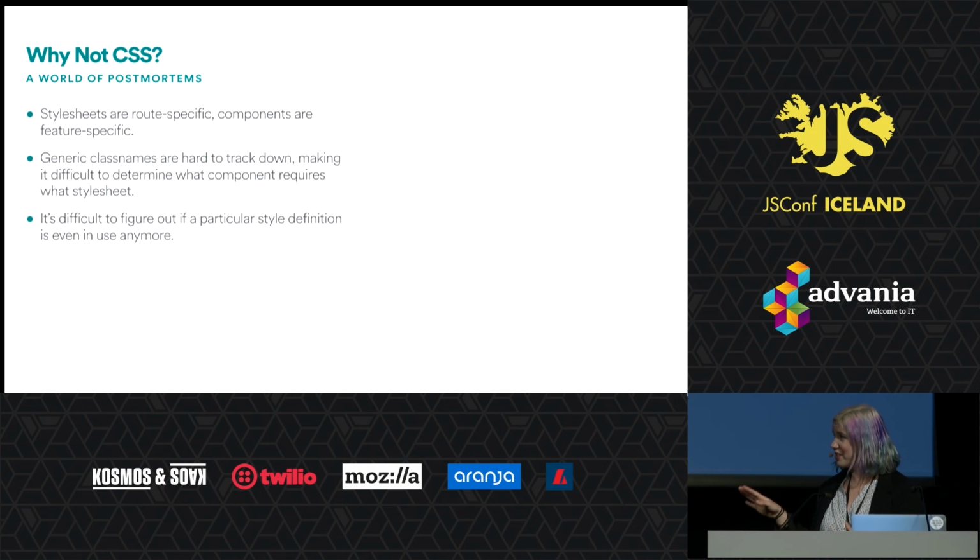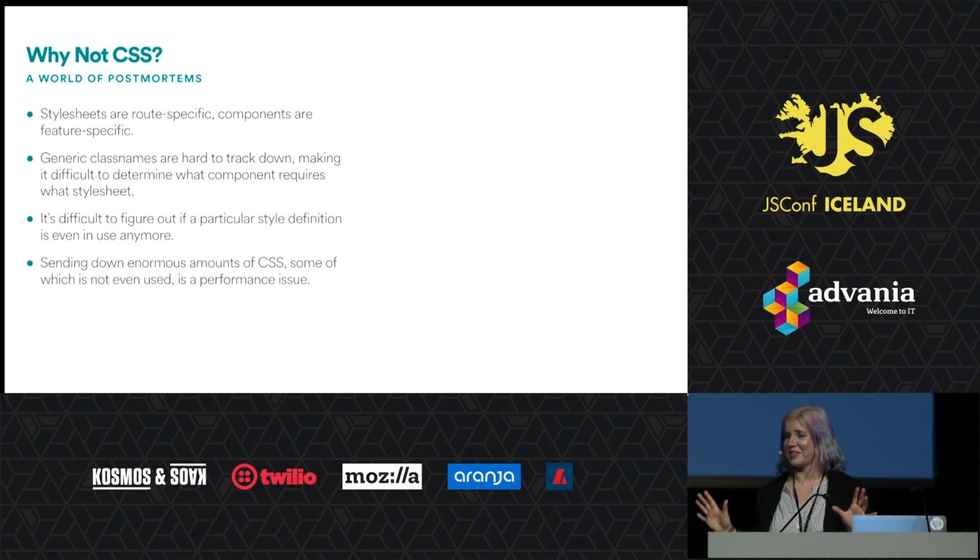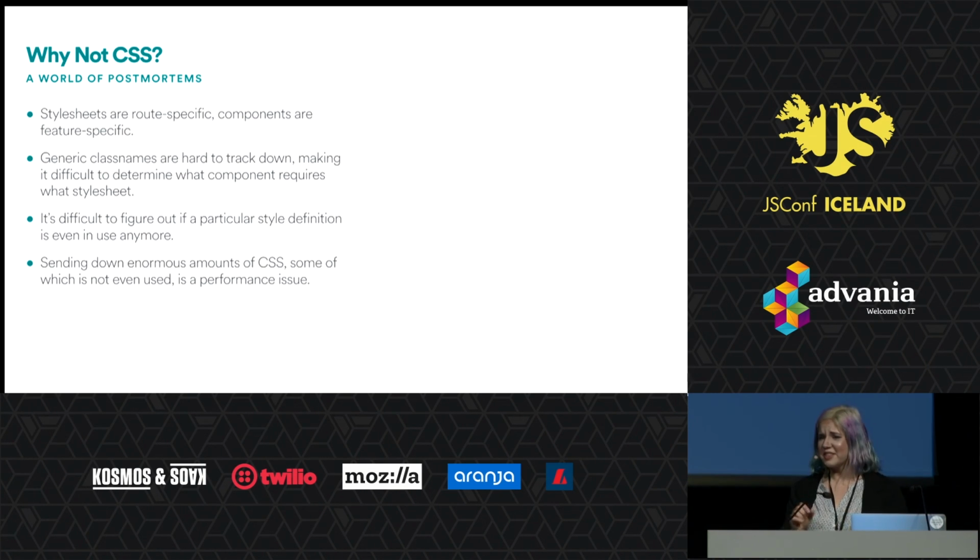This was like a particularly big one. If you can't figure out if a particular override or style is still being used, that ends up in us sending down an enormous amount of CSS, some of which isn't applicable to the page you're looking at, some of it which isn't even applicable to any page on Airbnb. And this was causing a big performance issue.